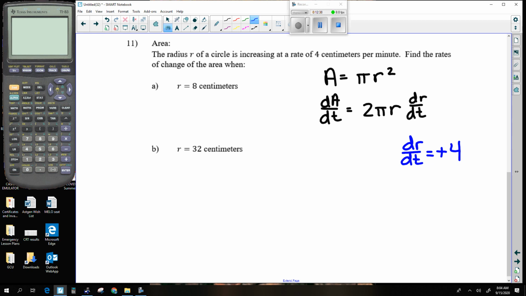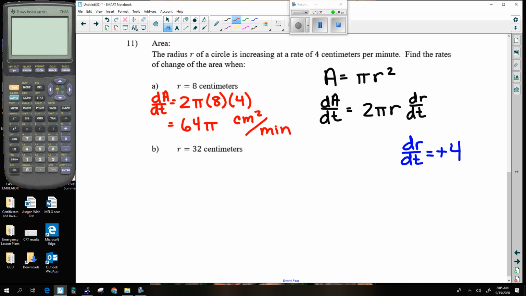Right, so they provide that as kind of groundwork here, and they want to know how the area is changing. So let's go ahead and use this. dA/dt is going to be equal to 2 pi r, in this case that's 8, times dr/dt, which is 4. And that's 64 pi, right? 8 times 8, yeah. 64 pi, and then area would be centimeters squared, and this is a rate, so we're talking about minutes. So that's how fast the area of the circle is getting bigger at the moment that the radius is 8 centimeters.